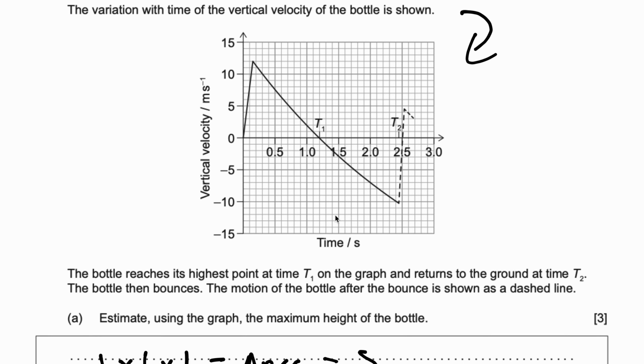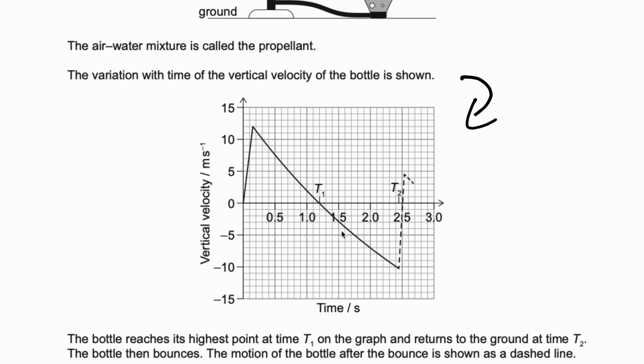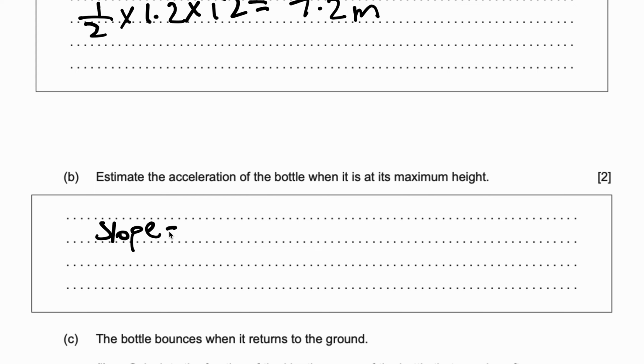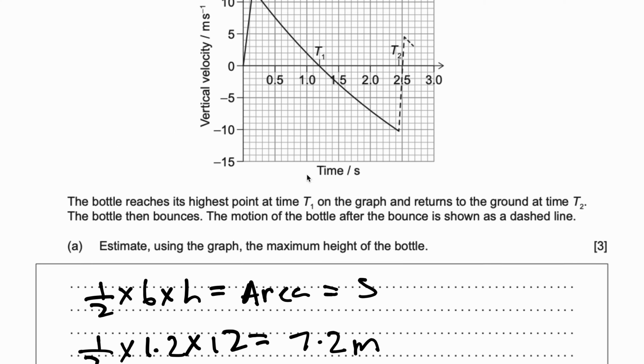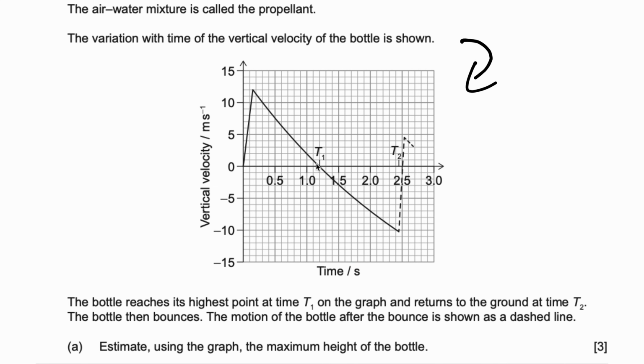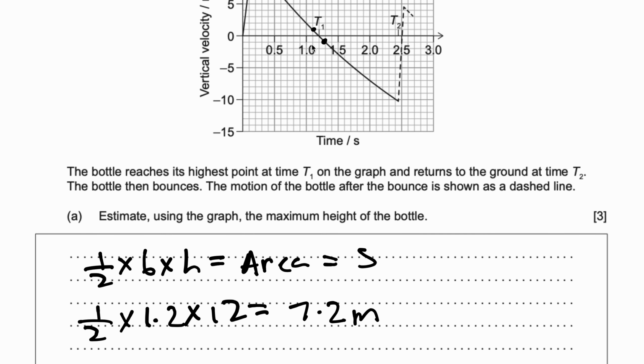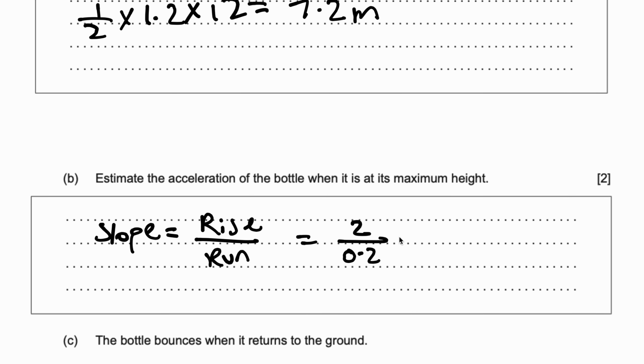Again, let's use our graph. We know that the slope of a velocity time graph is acceleration. And to find the instantaneous acceleration at the maximum height, I need to find the tangent at t1. Tangent, or the slope, is of course rise over the run. So what is the rise over the run at t1? We can take these 2 points right there. The rise is 2 and the run is 0.2. So I get the answer is 10 meter per second square.